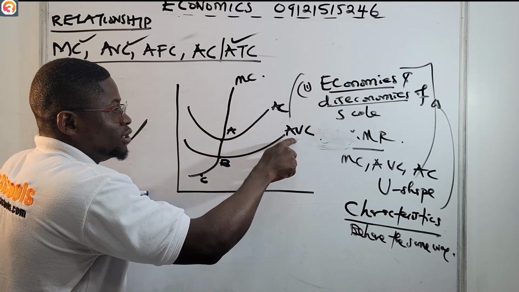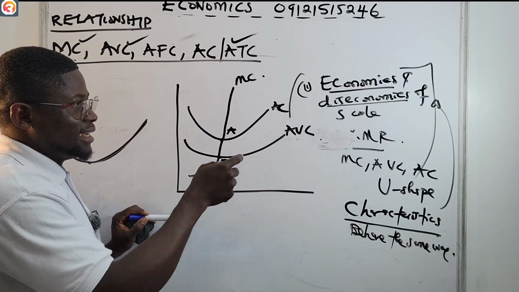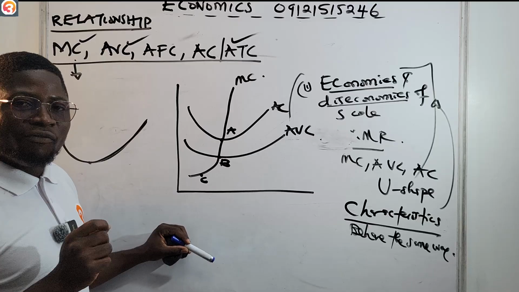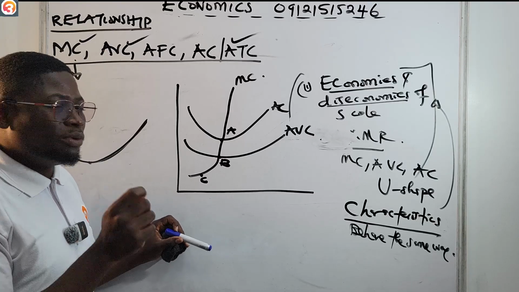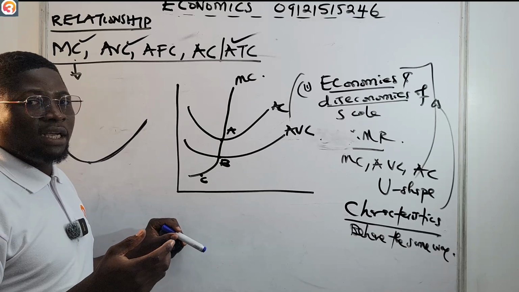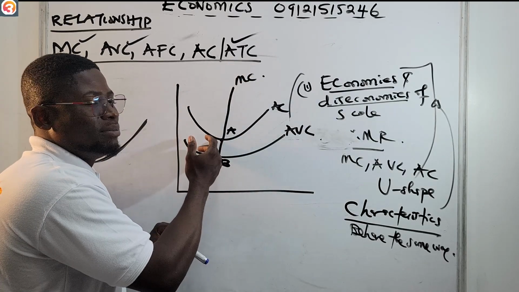All right. And what about the average variable cost? It is also increasing. So that's why I said that the average cost and the average variable cost, they behave the same way. They have almost similar characteristics. So when the MC is cutting below them, they are falling to come and meet the MC.